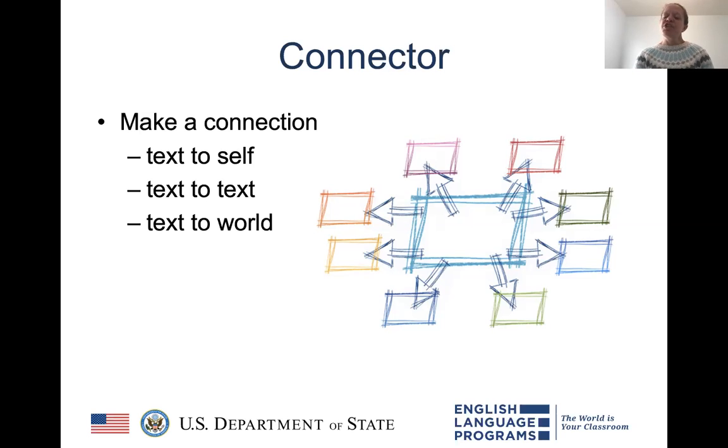Our final connection is a text to world connection. This is a connection between the text and what is happening in the larger world. Now, world can be interpreted in different ways. It might be just the world of your school or just the world of Mongolia, or it might be the world, as in situations that are impacting all the people in the world.